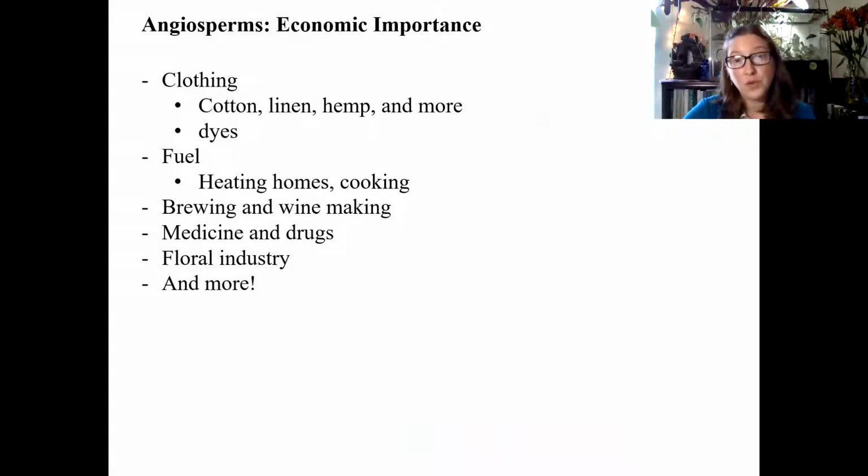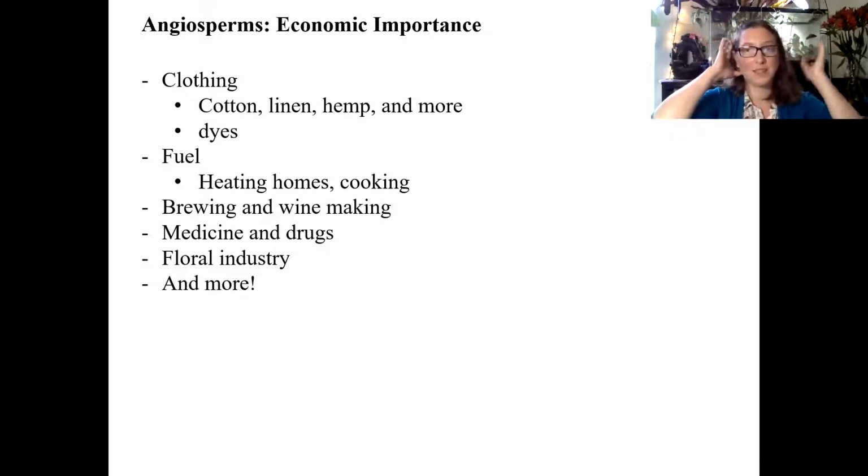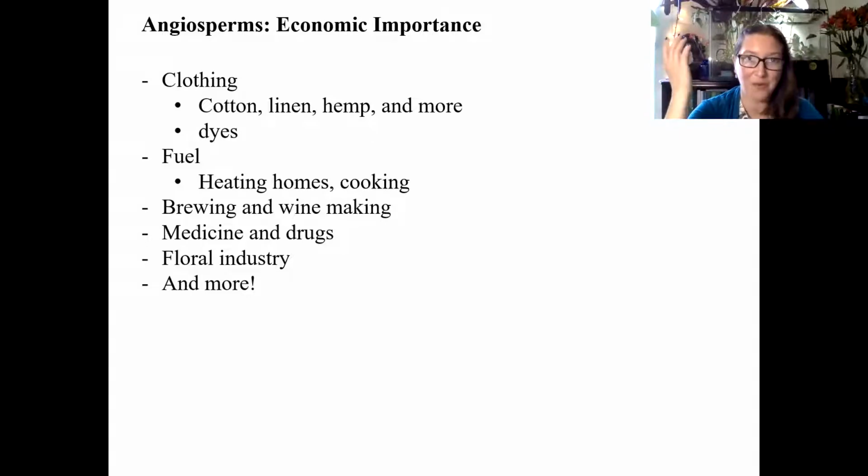We use it for fuel. We make wine and beer out of angiosperms. We make medicine and drugs out of angiosperms. We have cut flowers in our homes, right? Thanks to angiosperms and more. I could talk all day about what angiosperms do for us, but I won't.